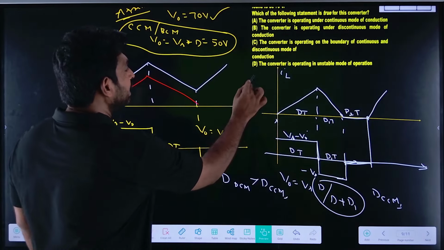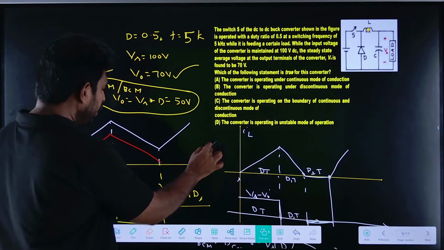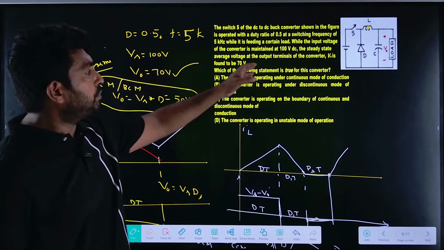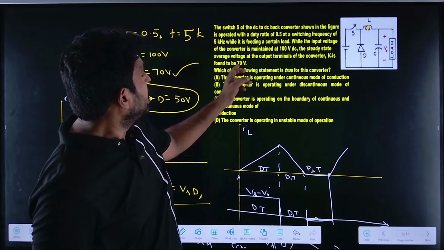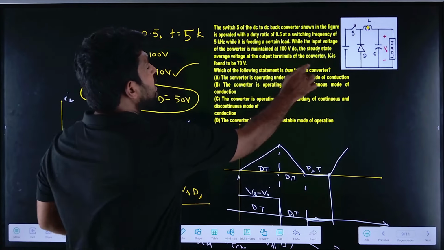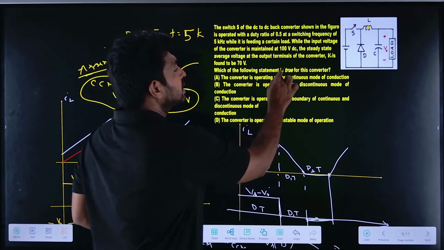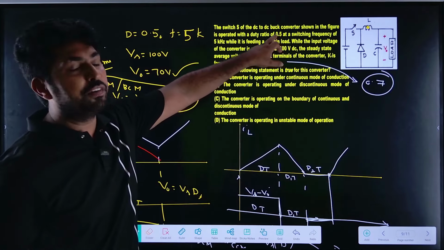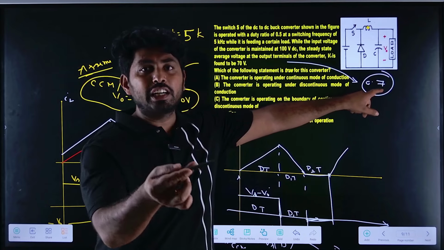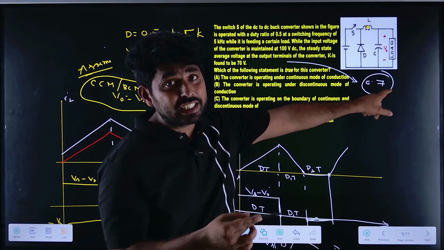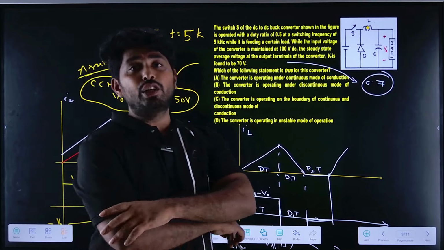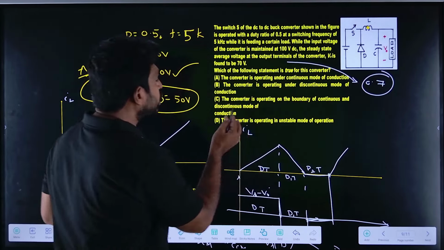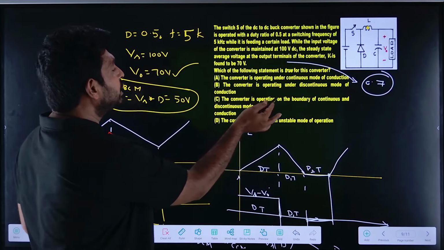So from this you can make this easily. Now if you know the concept, you can answer directly. Here it will be 0.7. V0 is given as 70. If I assume that V0 by Vs is 0.7, but how much was given? 0.5. So if it is operating in the discontinuous conduction mode, this discontinuous conduction mode duty cycle is greater than the continuous conduction mode duty cycle. So the converter is operating in the discontinuous conduction mode.